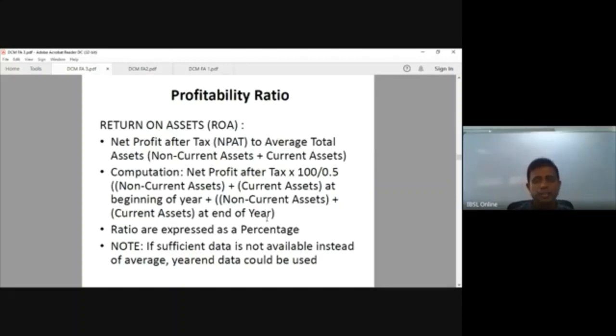But in your case, when you are doing credit analysis, you are not doing credit analysis for banks. You are doing credit analysis for other entities where they should have at least 10 to 15% ROA against total assets. Here also, if sufficient data is not available, you can use the year-end figures as average balances.